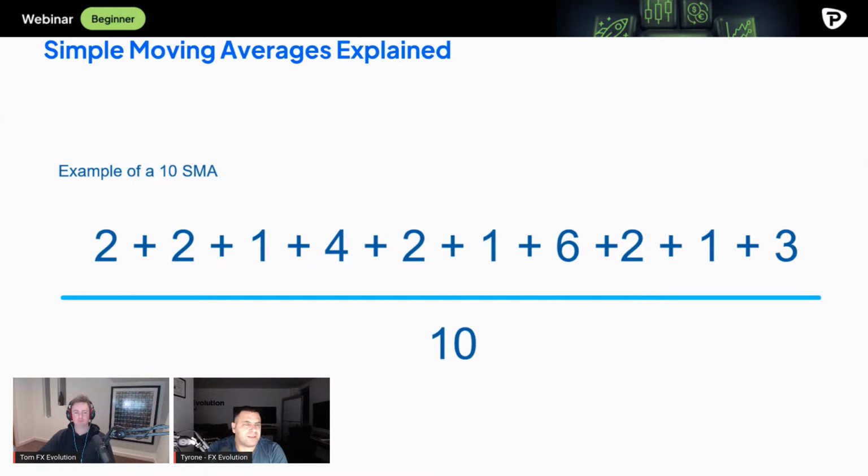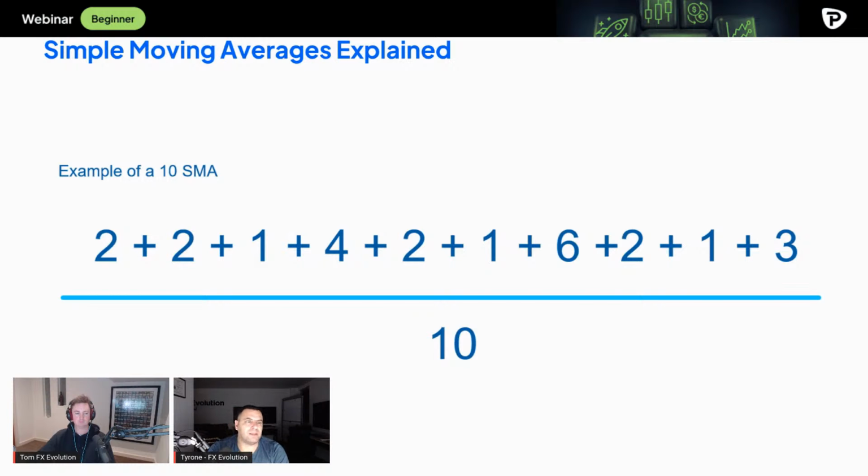So the SMA is the most simple. That's basically just adding up all of the data points. That could be the close or the middle or the low, whichever. Generally, the platform defaults to the mid range, and then it just divides it by whatever the period is. So in this instance, it's a 10 SMA, so it's going to divide it by 10.